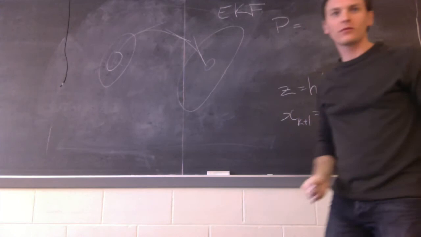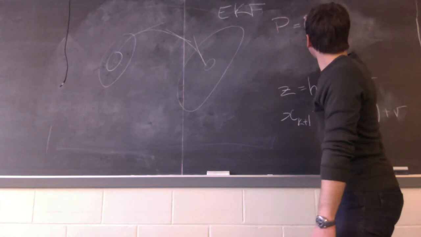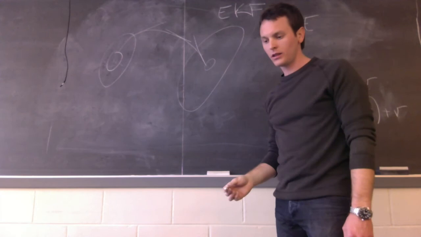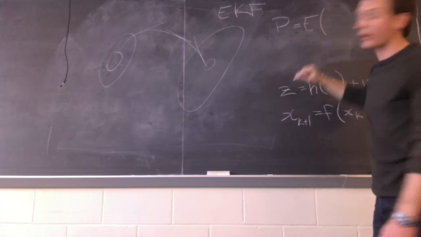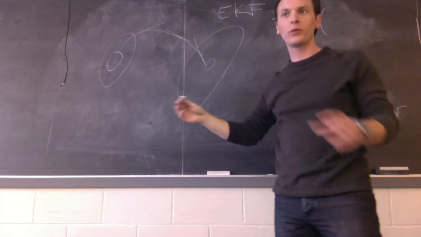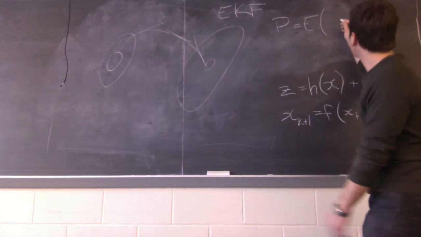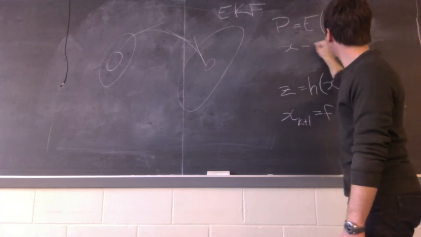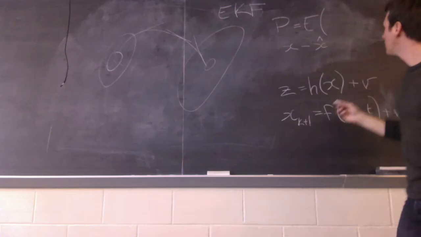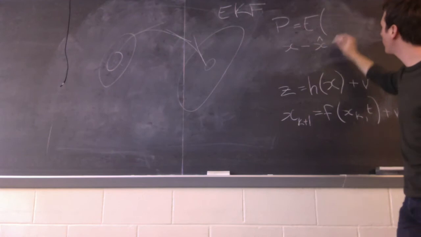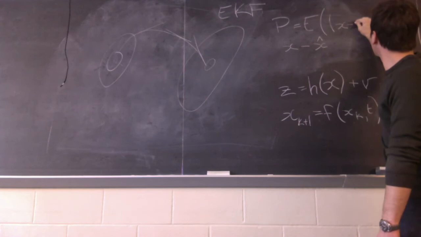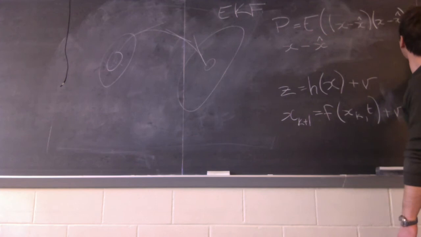Okay. All right. So p is going to be the expected value of the error, okay, squared. So let's say that there were a true x out there, and that'll be one without a hat on it. And then there's our estimate of x, and that's going to be x with a hat on it. Okay. So the error is going to be the true x minus x with a hat. So what we want to know is what this is.